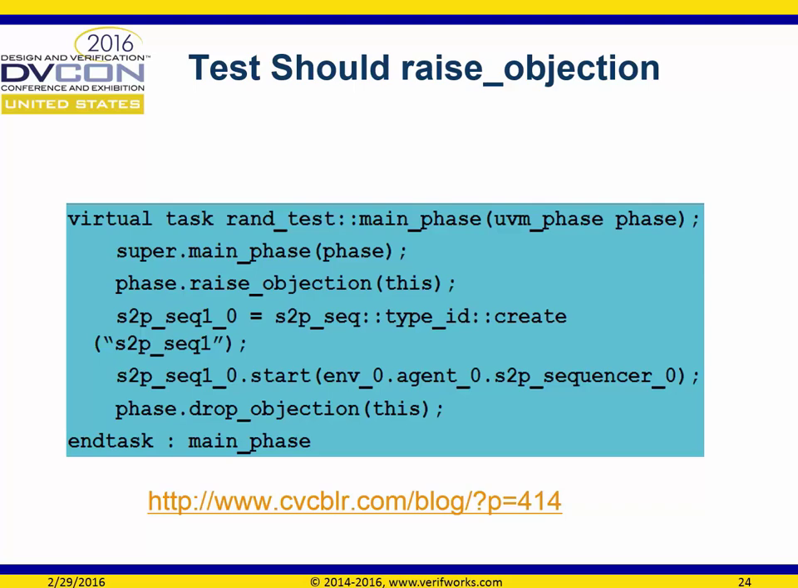So one of the recommendations is to raise an objection, as Doug had also explained in the previous phases. This is very, very important. If there are no outstanding objections to a phase, all threads that are forked off during that phase are killed, and the phase comes to an end. So when you start your test, you raise an objection, you run the sequence. After the sequence is done, you wait for the sequence to finish, then you drop the objection.